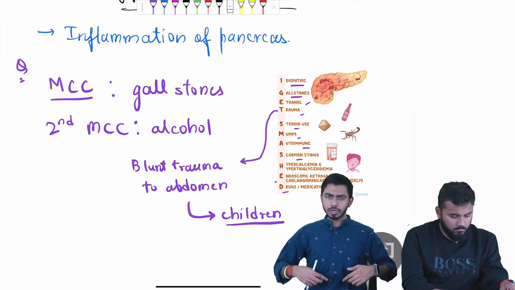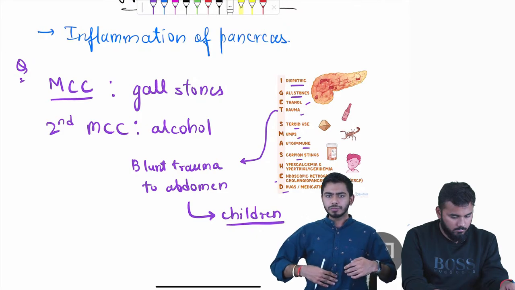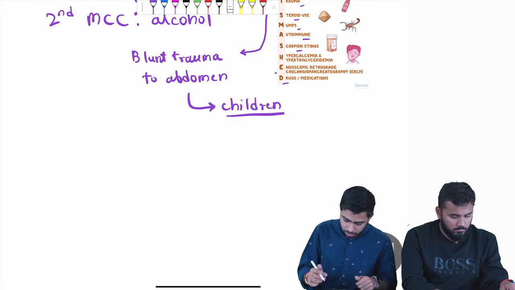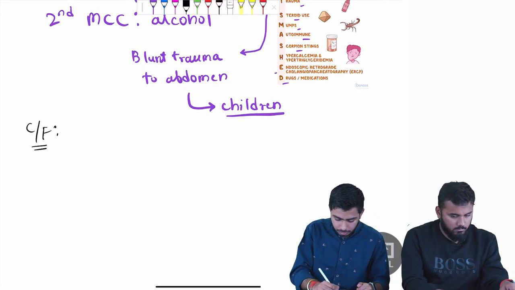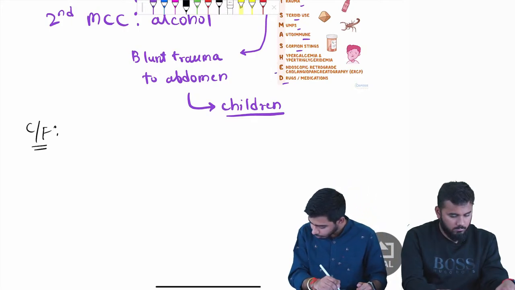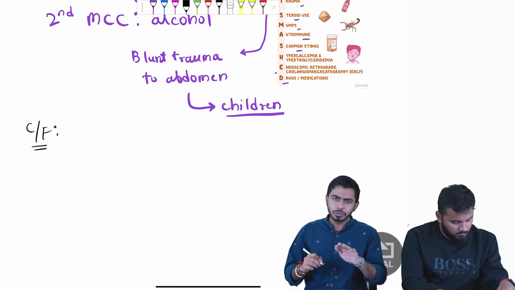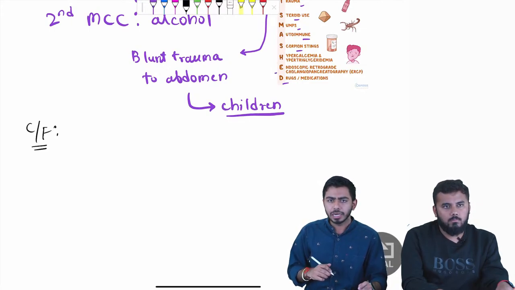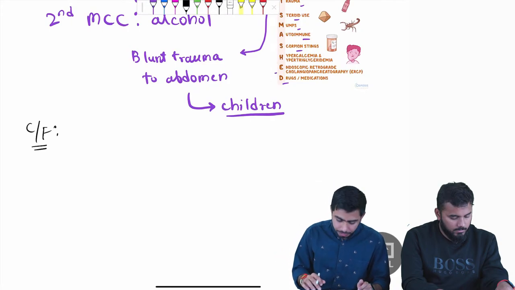This area is called the epigastric region, so the patient will be complaining of epigastric pain. So what are the clinical features, guys? Clinical features of acute pancreatitis, fine. Okay, it is not CRCP, it is ERCP. It is actually endoscopic retrograde cholangiopancreatography. I will tell you about this later.